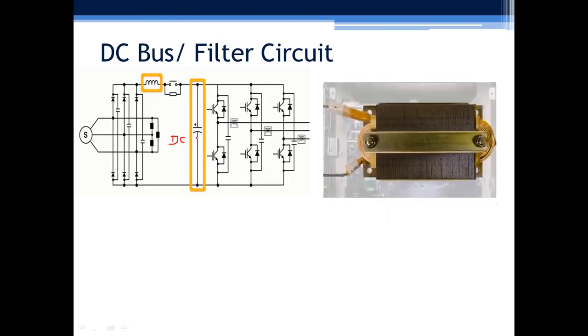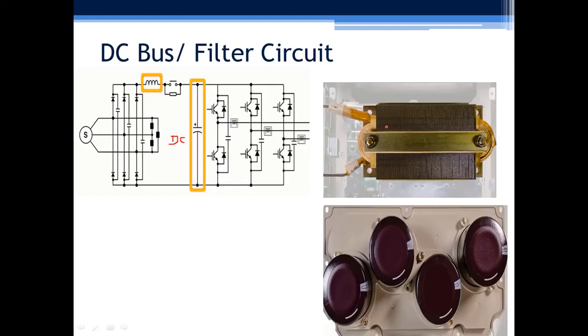Now the next circuitry is called the soft charging circuit. So we have capacitors and we have a choke. You can see that this is nothing but an inductor here. This inductor is shown here and will act as a choke, and we have a capacitor bank here. You can see this capacitor highlighted here.